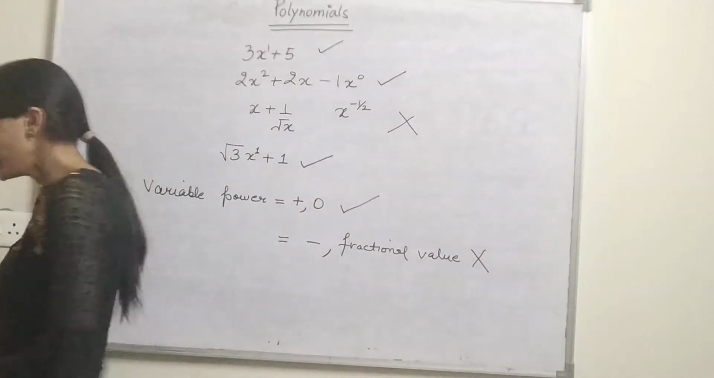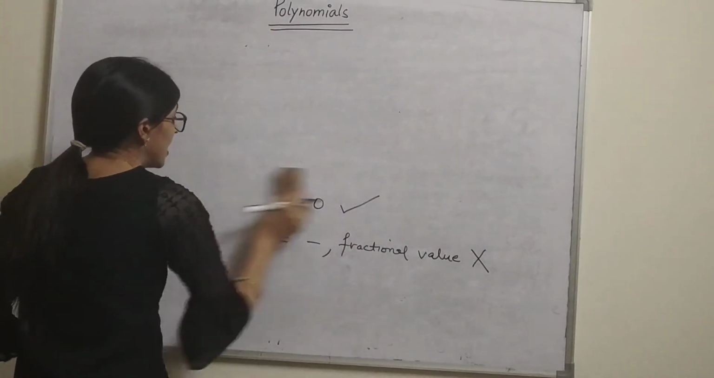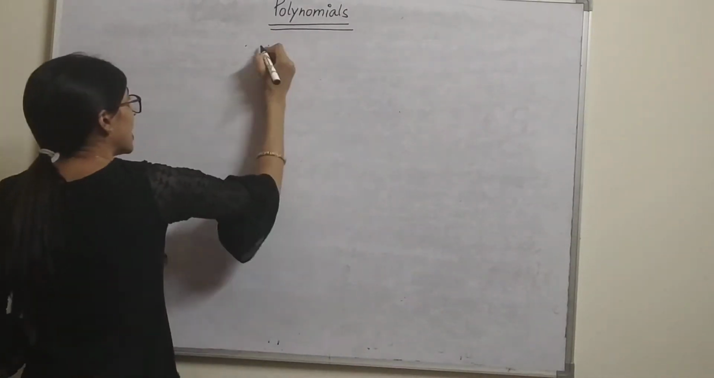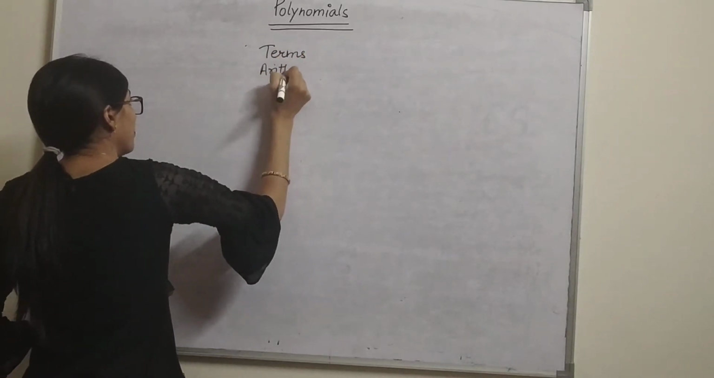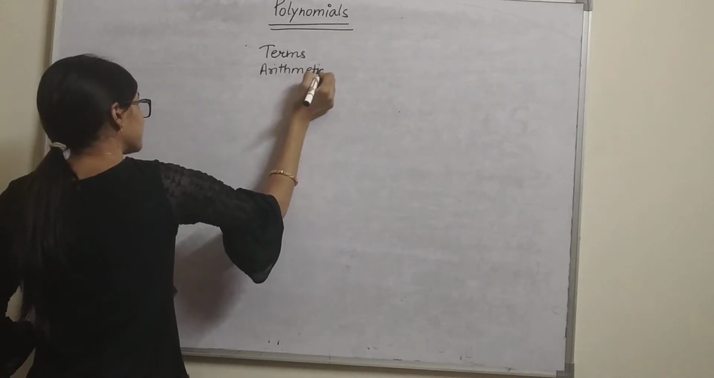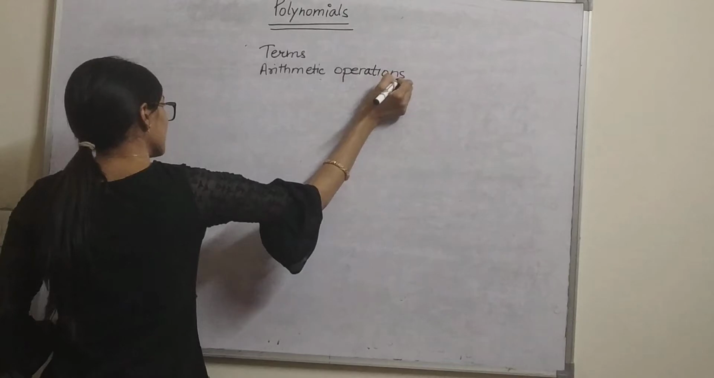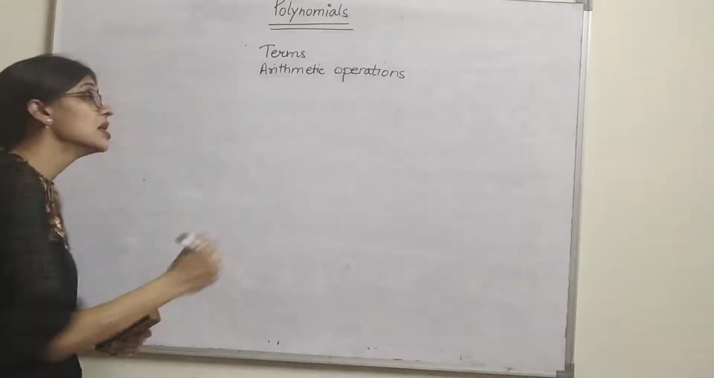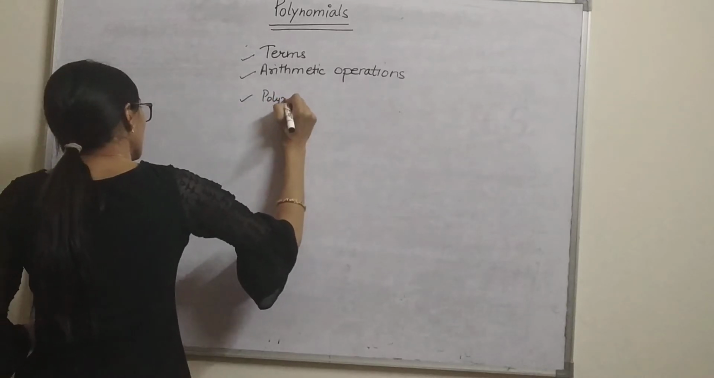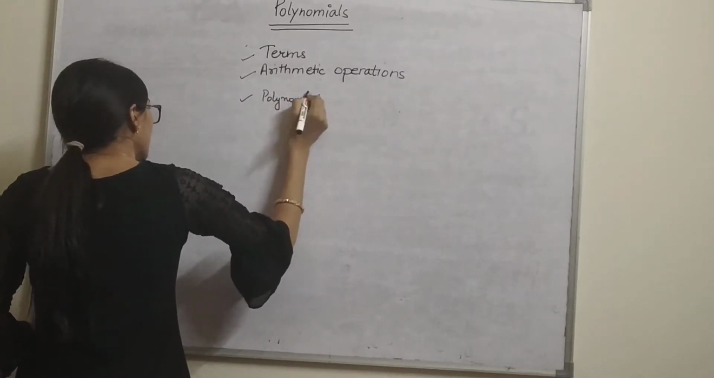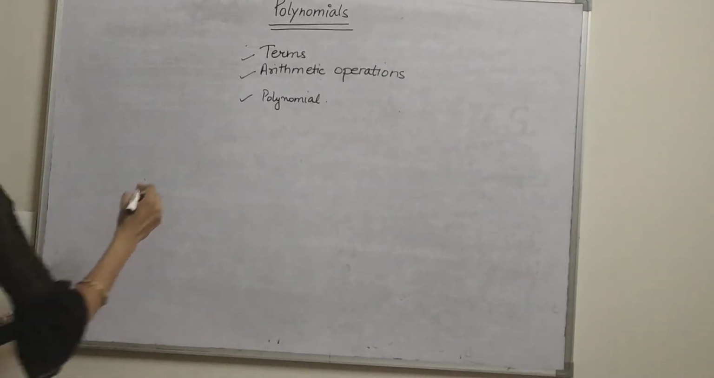Okay. Next thing we need to understand is, what did we understand till now? We understood what terms are, their arithmetic operations, and how we can define a polynomial. Next we need to understand the coefficient.